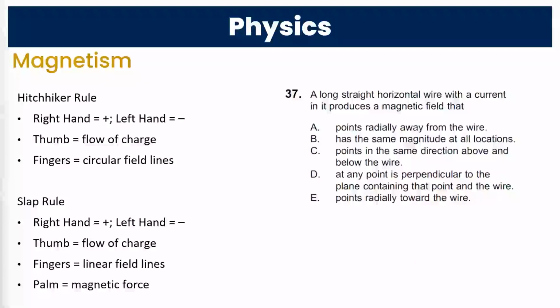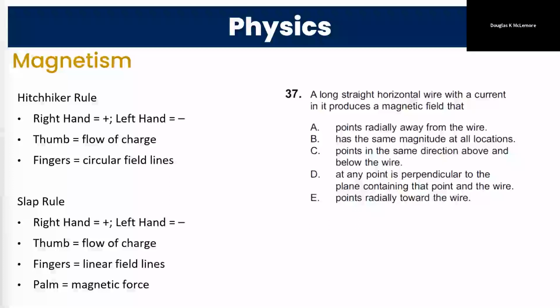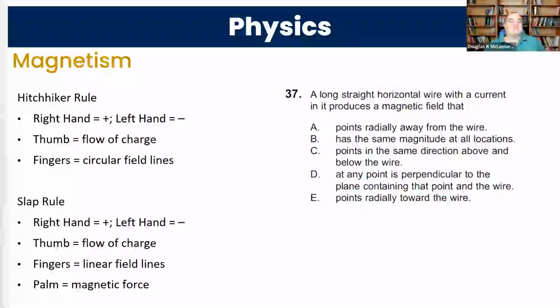Magnetism. There are 2 rules you need to know for magnetism. There's the hitchhiker rule, and I'm going to turn my video on for this. If you're being asked, what does the field look like? You use your thumb and stick it out like this, because the field lines are your fingers and they're wrapping around your thumb basically. So you're going to get circular field lines.